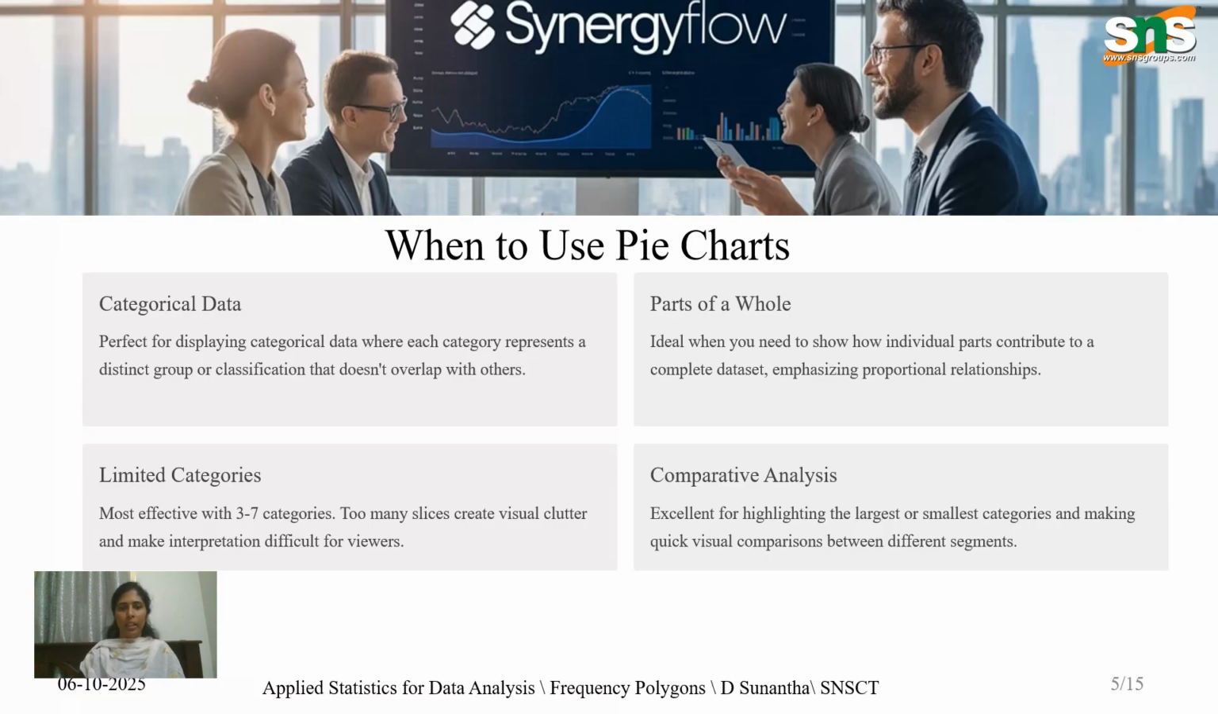Next is limited categories. This will be more effective when we have data for around 3 to a maximum of 7 categories, so that we will be able to visualize clearly. If the data are more than that, the circle or pie chart will become overcrowded, which will not be effective. Next is comparative analysis. This is excellent for highlighting the largest or smallest categories and making quick visual comparisons between different segments.